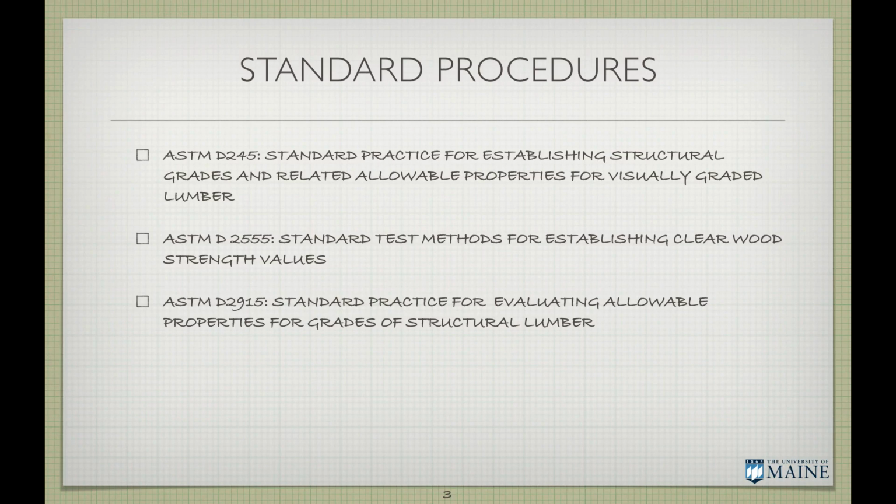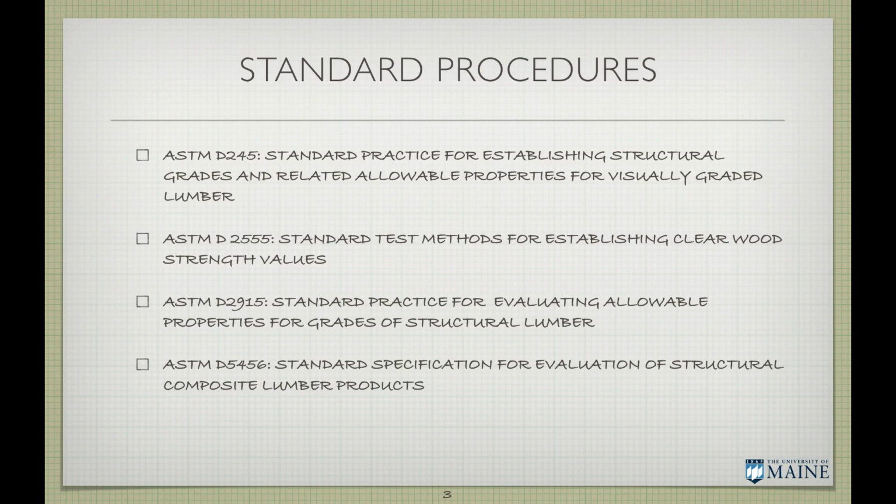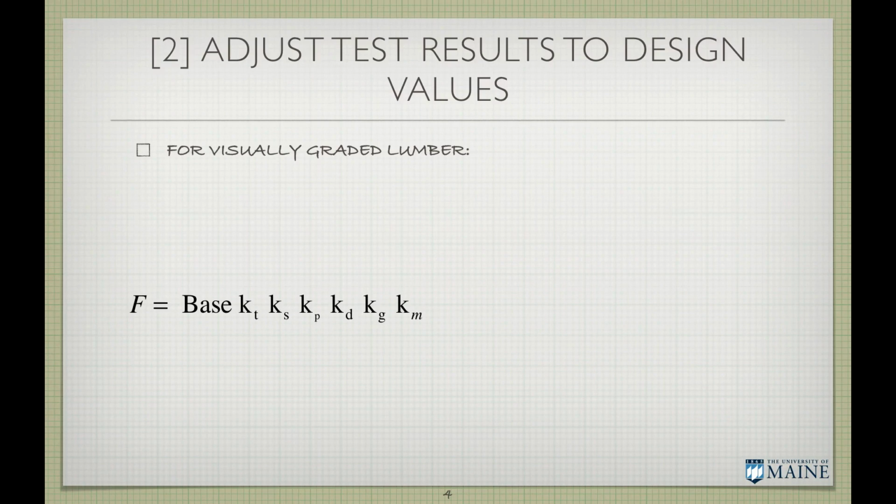And D2915 is another standard on determining these allowable values, these 6 values: F_b, F_t, F_v, E, F_c, F_c perp. Again, there's a series of standards. But I want to talk specifically about visually graded lumber. And so this is the equation.